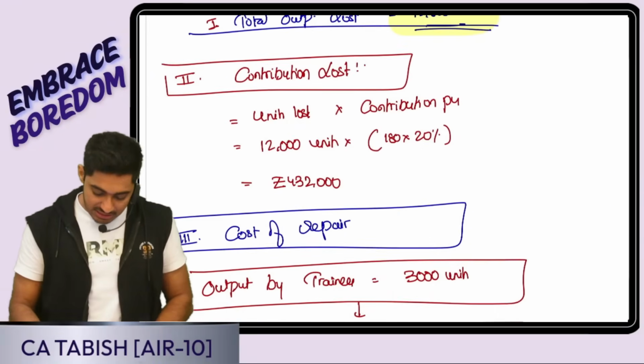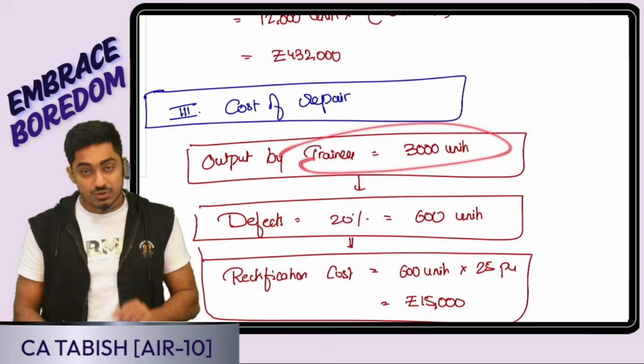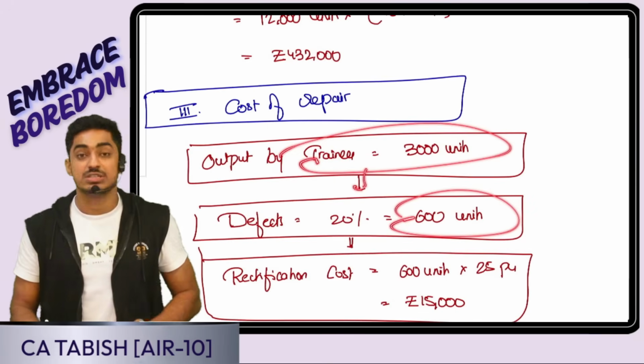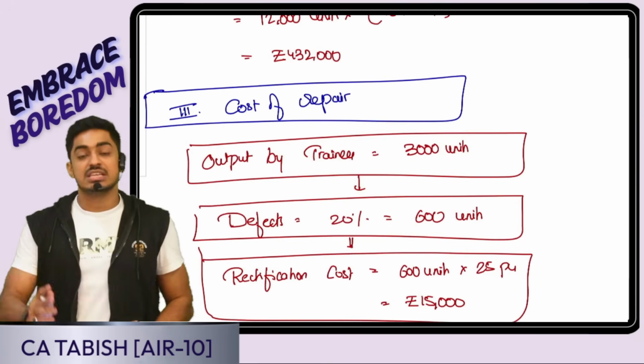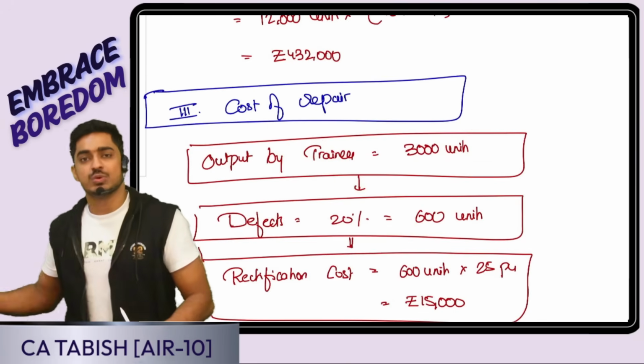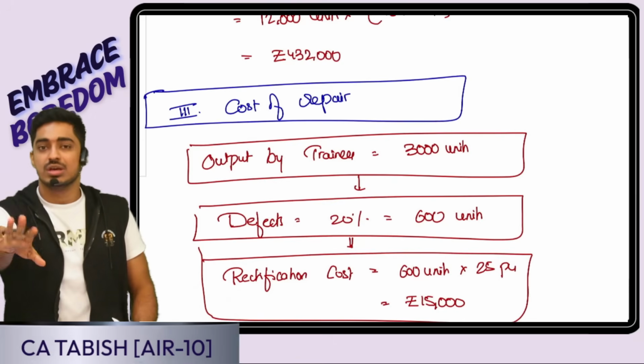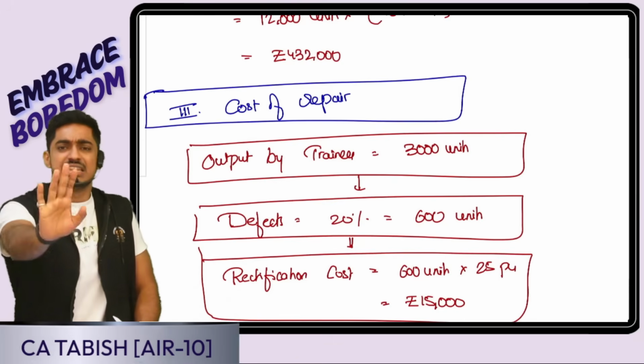That means in these 3,000 units, yes, they have produced 3,000, 20% is defective, which is 600 units defective. Sir, these 600 units are defective. What should we do? Should we throw them away? No, don't throw. If you do some rectification, they'll be fine.